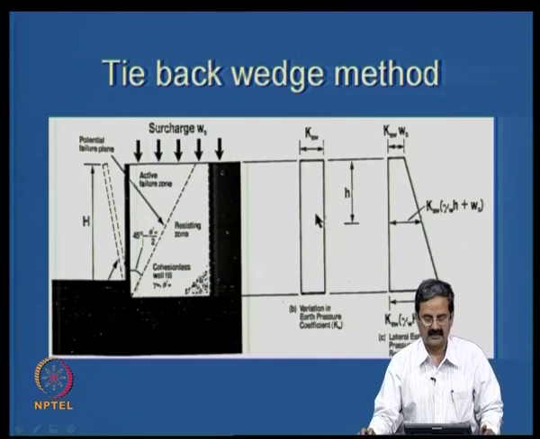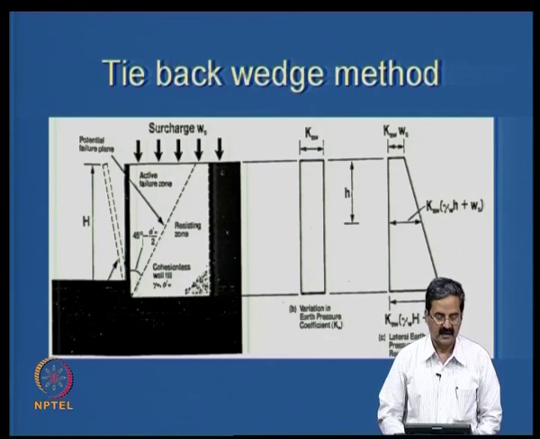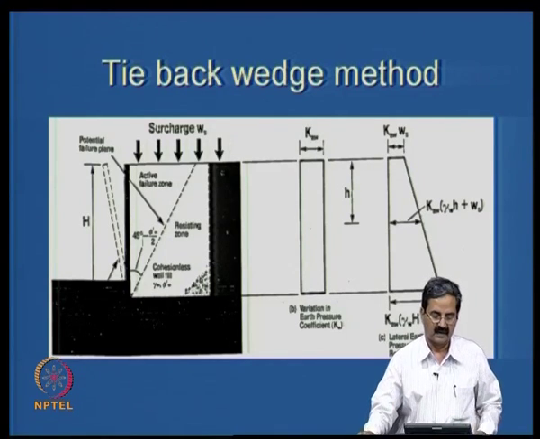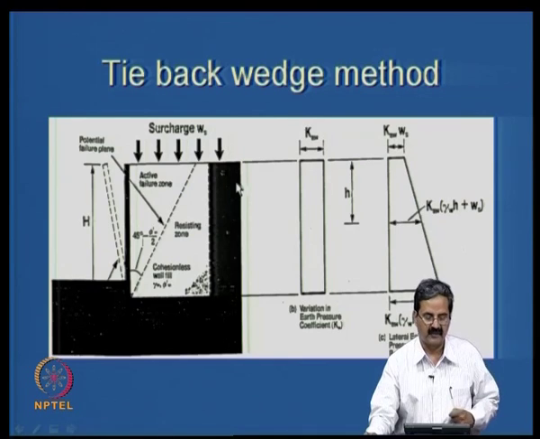In fact, to design the reinforced earth walls, we have two methods. One is called the tie-back wedge method. I will just explain what it is. Tie means a tension member, and then this is a wedge that is forming, right? So you put a reinforcement like a tie member and then keep the wedge back in position. That is why we call it the tie-back wedge method.